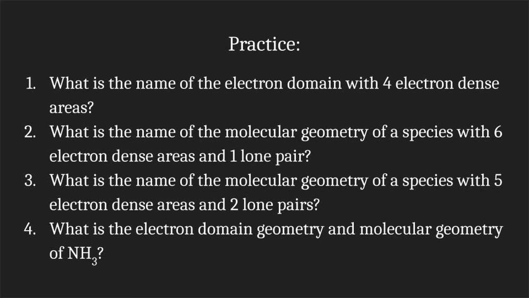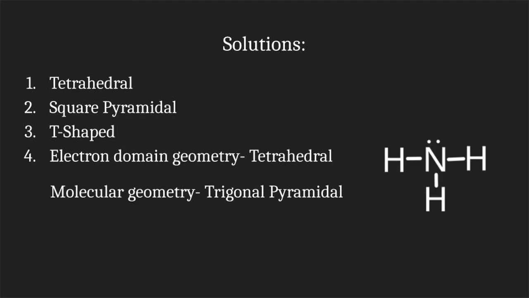For that one, you're going to have to first draw a Lewis structure to figure out the amount of electron-dense areas and lone pairs. In case you're not yet comfortable drawing Lewis diagrams, this is the Lewis structure for ammonia, or NH3. Use it to answer question 4. The solutions are as follows. When there are 4 electron-dense areas, the electron domain geometry is tetrahedral.